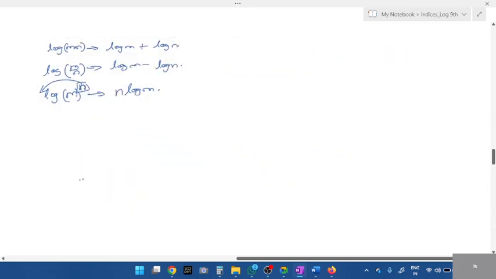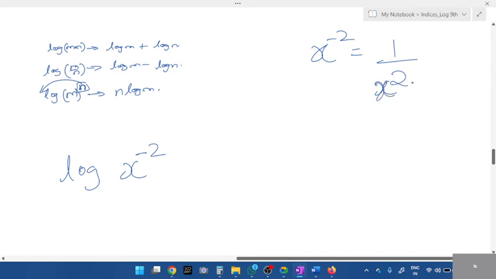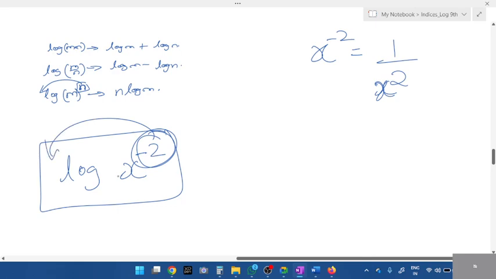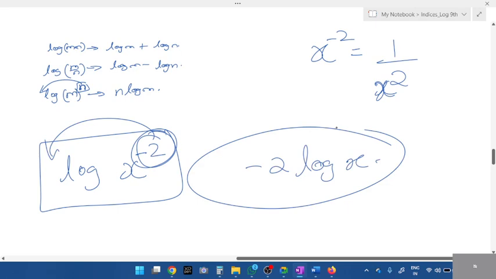Next, even if the power is negative, for example 5 to the power x minus 2. Usually in exponents, how do you solve this question? When the power is negative, how do you solve? 1 by x to the power of 2, right? Here we don't do such things, students. Whatever power is given, we take it before the log. What do you get? Minus 2 log x. Understood? You get minus 2 log x.